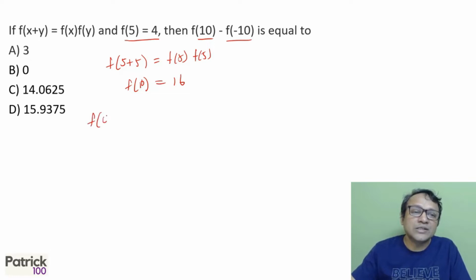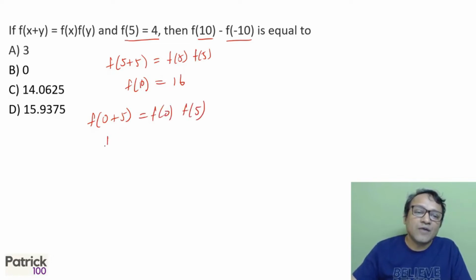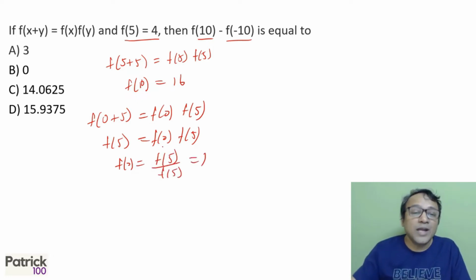So f of 0 plus 5 is equal to f of 0 into f of 5. From that you get f of 5 is equal to f of 0 into f of 5. You will get f of 0 is equal to f of 5 upon f of 5, which is 1. The moment I get f of 0 is 1, now let's look at negative number, f of minus 10.